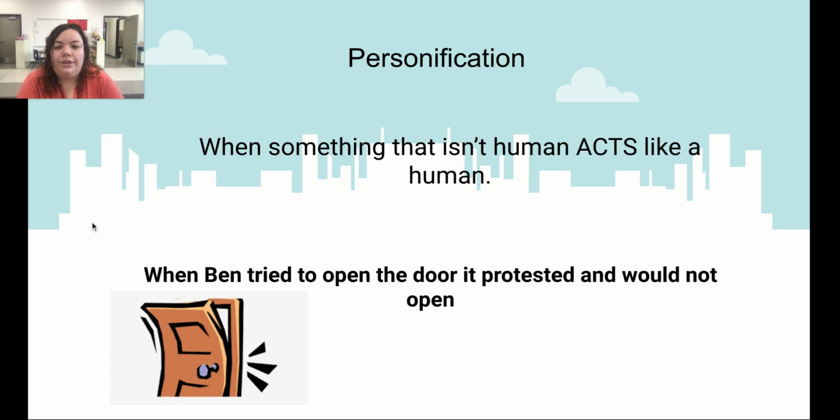Personification. So an example from I Survived is when Ben tried to open the door, it protested and would not open. So protested means like it said, no, I won't do it. But can a door actually say, no, I won't do it? Can a door protest? No, but a person can protest. So the door, when it's protesting, it's acting like a human. So it's an example of personification.